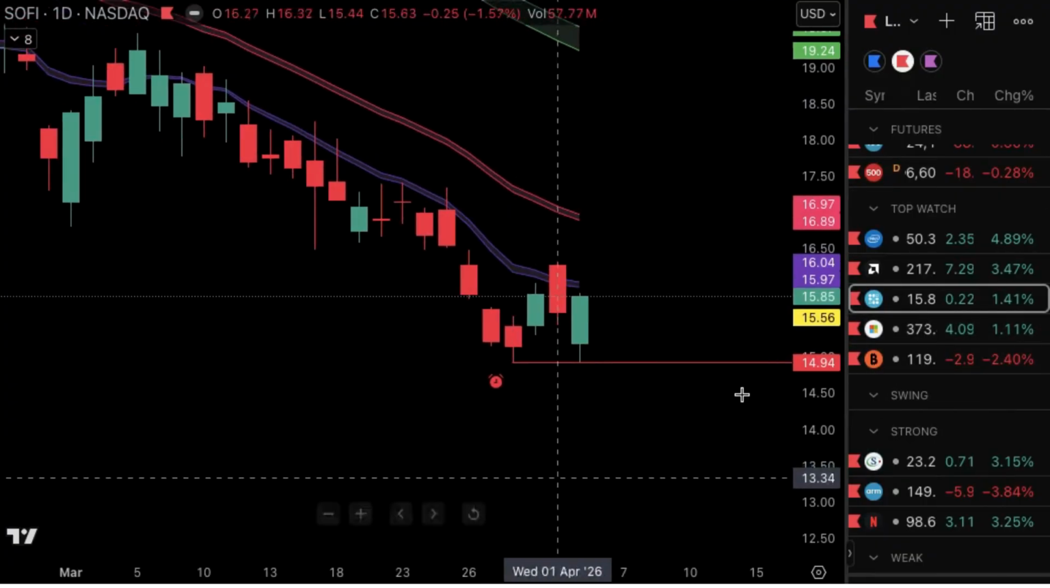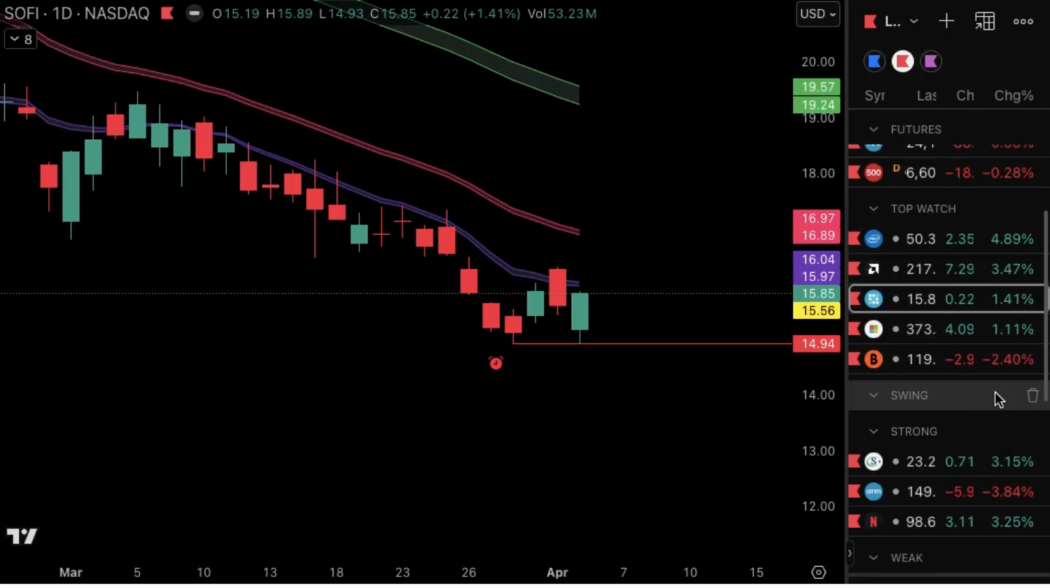Definitely a top watch. However, again, always go back to QQQ and SPY. If those are weak, then I will be looking to trade SoFi. If they are strong, then on Monday, I'm not going to be looking to trade SoFi, even if SoFi is weak. I need SPY and QQQ to be going in the same direction as the trade I'm trying to put on.